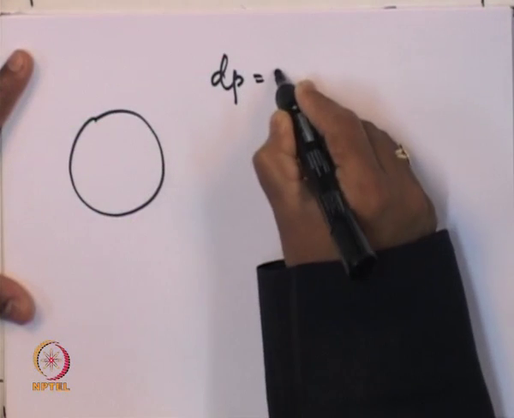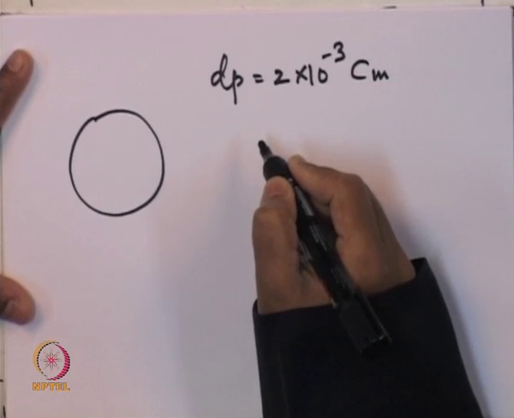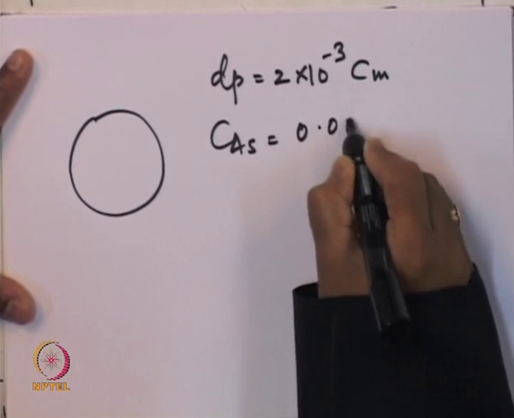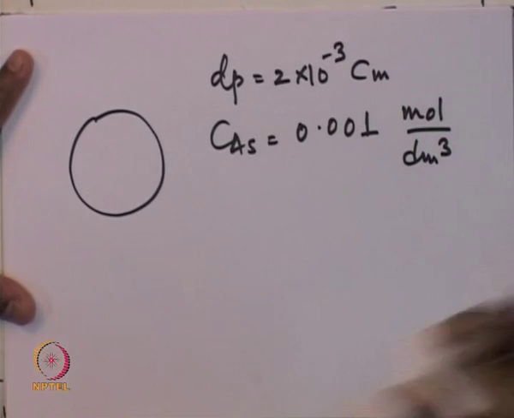Good morning. So let's continue with our problem, like we had stated last time, if you remember. It's a spherical particle that we have, and there's some data given about a concentration. So the diameter of the particle is 2 × 10⁻³ centimeters. Okay, and the external concentration CAS is equal to 0.001 moles per dm cube, right?